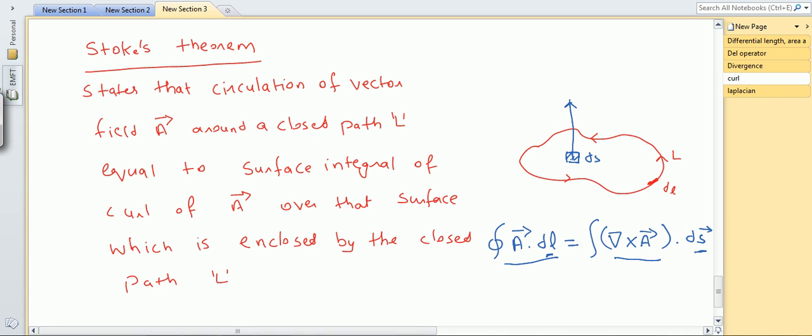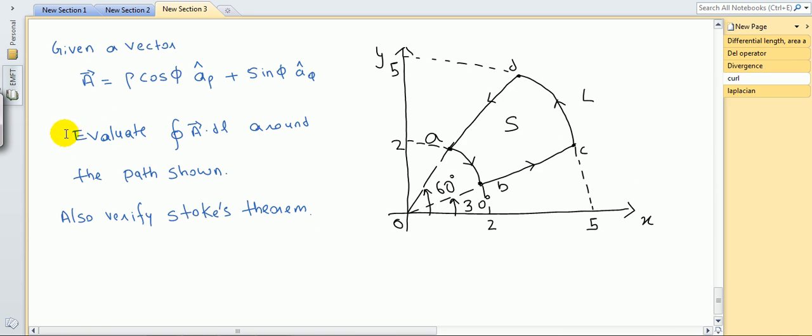Now we will see a numerical on this and we will verify Stokes theorem. So here is the question. Given the vector A equals rho cos phi a rho cap plus sin phi a phi cap, we have to evaluate the integral of A dot dl around the path shown. This is the path shown, where this is A to B, B to C, C to D, and D to A. And we have to also verify Stokes theorem.